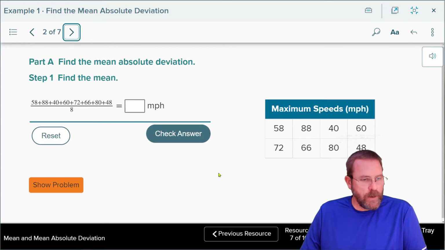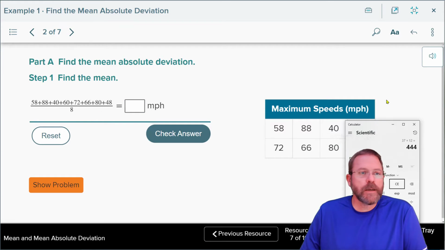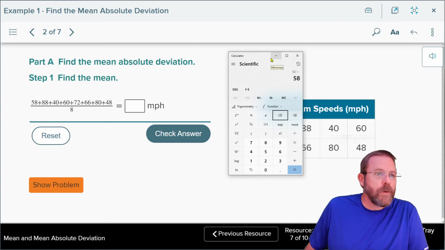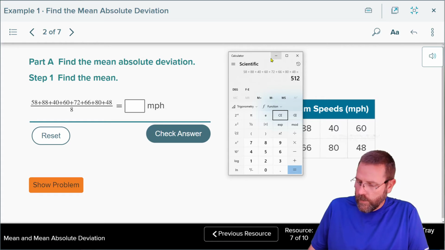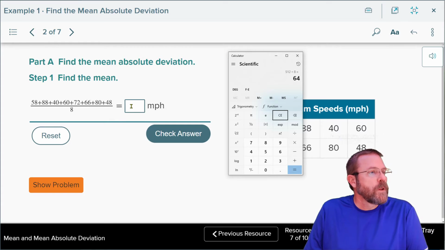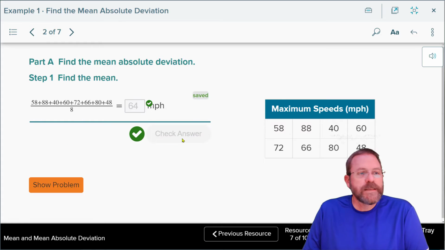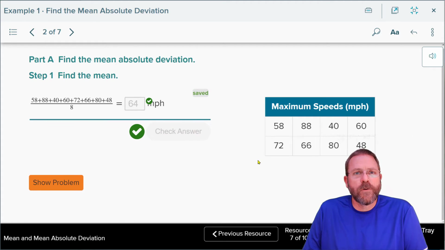And when you do that, because we've got a lot of data here, let's just use our calculators. So I have 58 plus 88 plus 40 plus 60 plus 72 plus 66 plus 80 plus 48. All that adds up to equal 512, and we're going to divide that by 8 to get 64. So the mean or the average speed of those roller coasters is going to be 64 miles per hour.